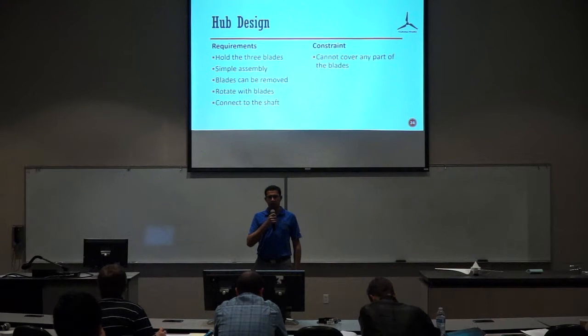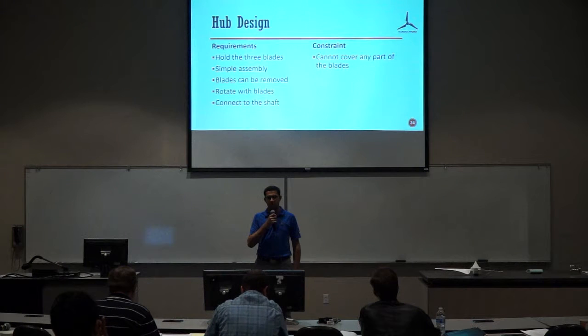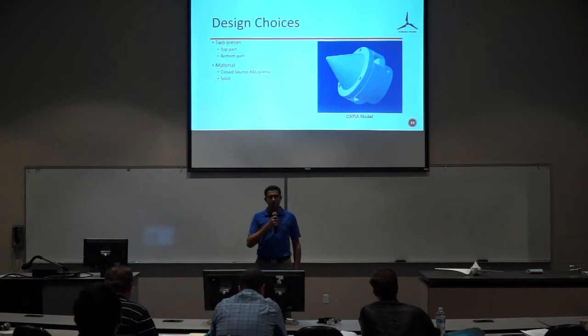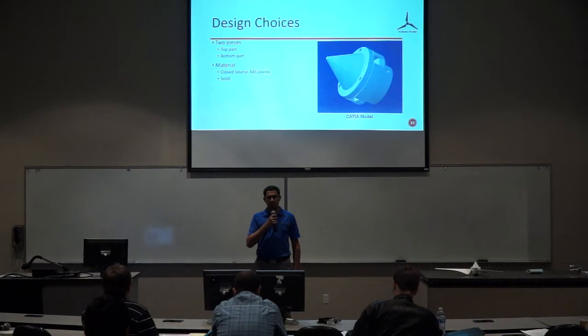It must rotate with the blades, and it must be able to connect with the shaft. The only constraint is that it cannot cover any part of the blades except for the dovetail. The design choices for the hub is that it has 2 pieces, the top part and the bottom part. The material of the hub is a closed source ABS plastic as well, and it is a solid interior structure.